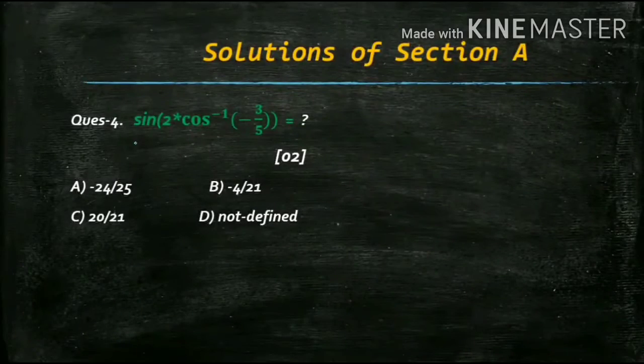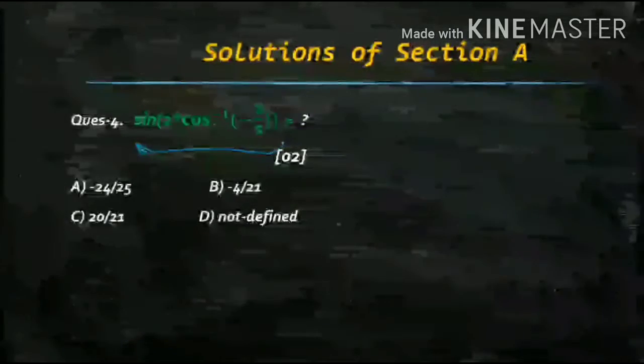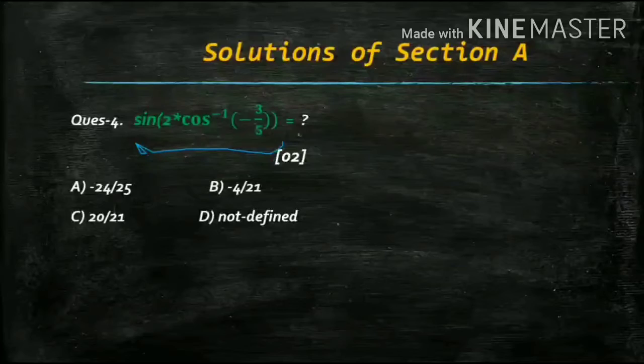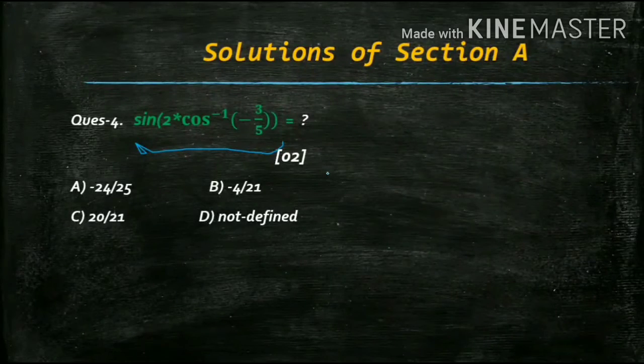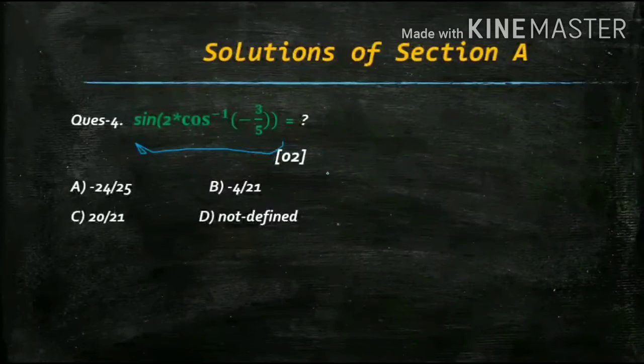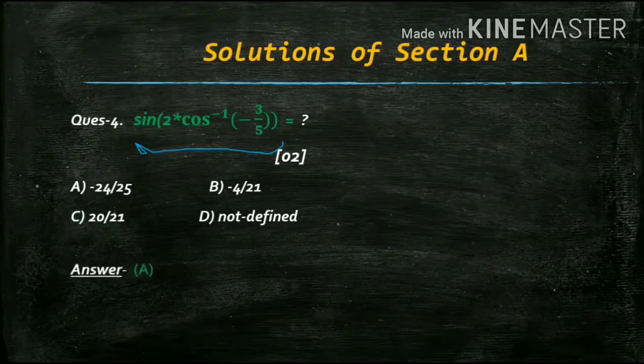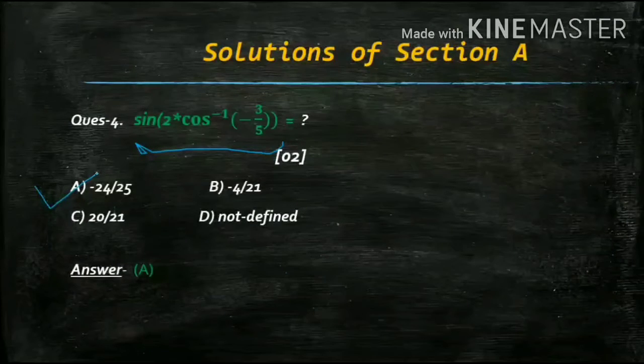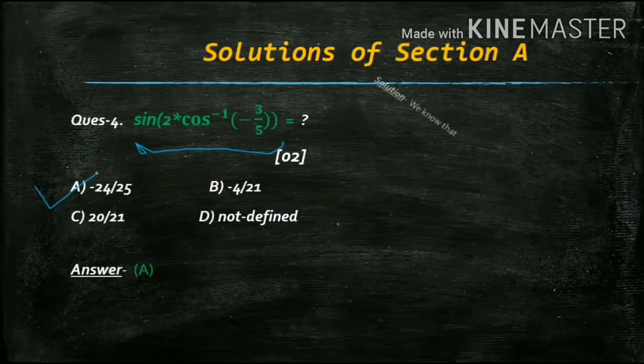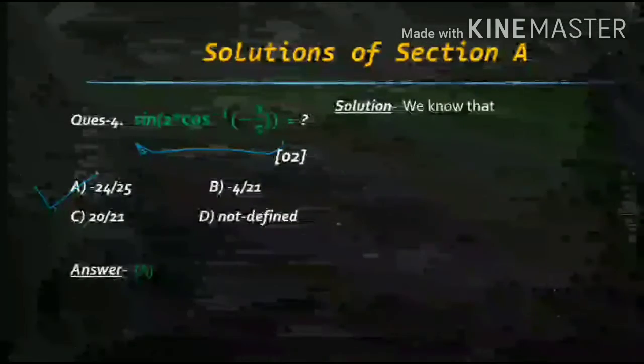Now the question was asking you to find the value of this expression, sine of 2 into cos inverse of minus 3 by 5. This is just an easy question. I have done that, and the answer is nothing but A, minus 24 by 25. I hope you are correct. If not, then please look at the explanation. Now here also I'll tell you two methods how to do this question.